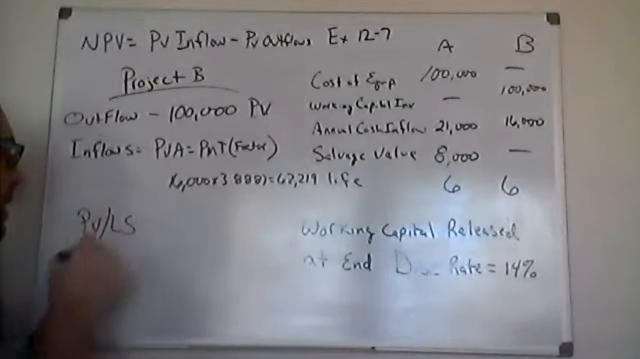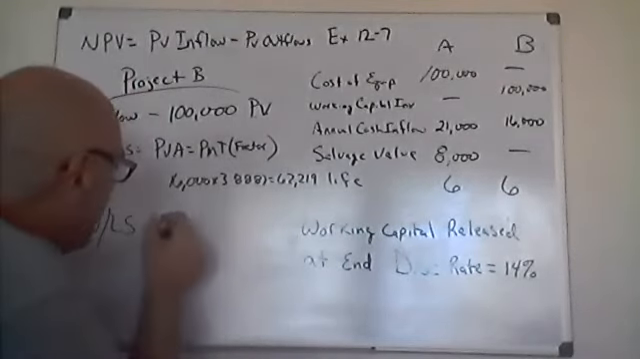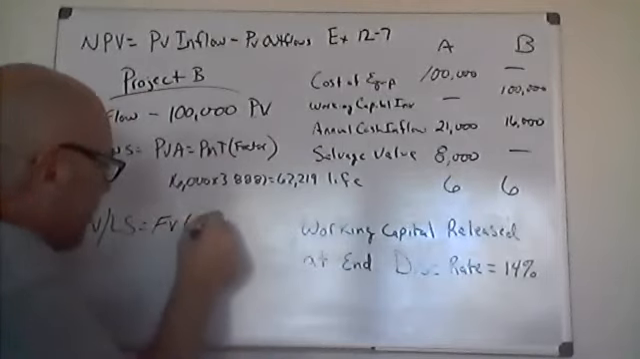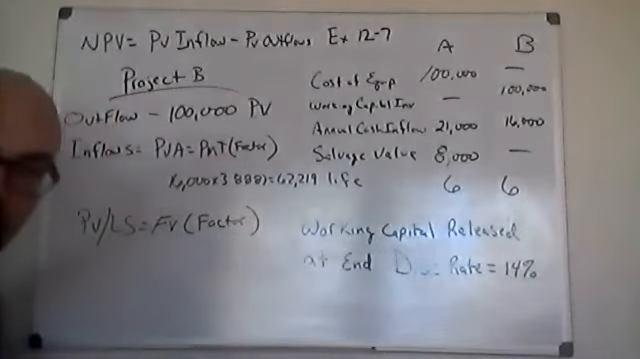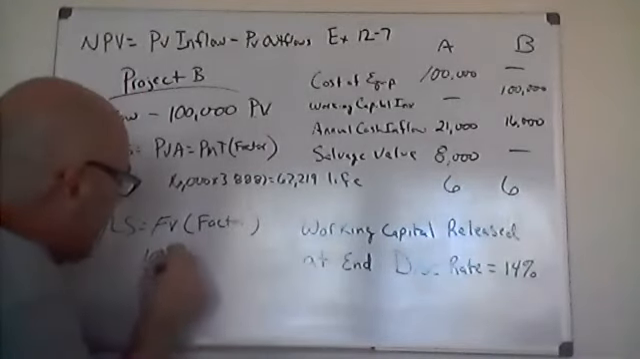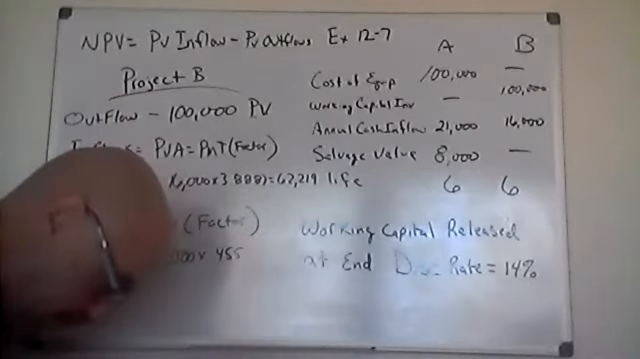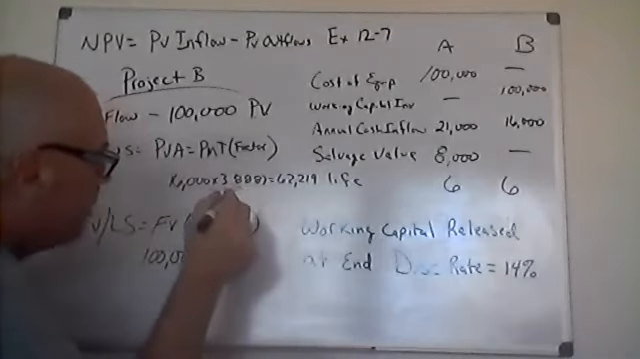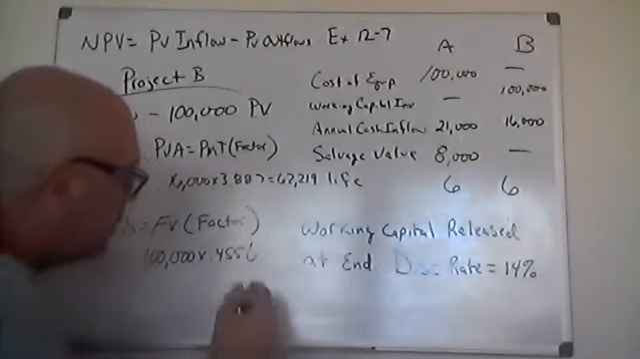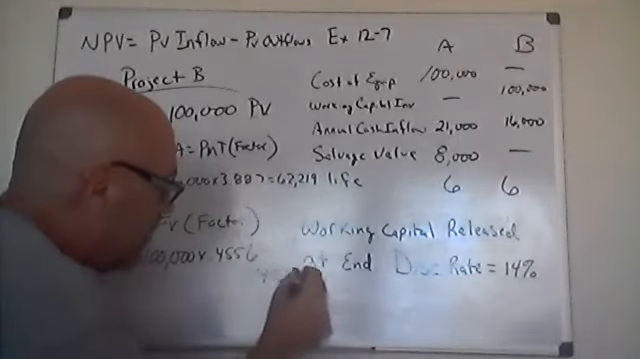We also have a lump sum because the working capital is going to be released at the end of the project. So that is the future value times the factor. Remember, it is a lump sum, so you're not using your annuity table, use your normal present value table. But our future value in this case is 100,000 times, same factor, 0.4556. And that equals 45,560.